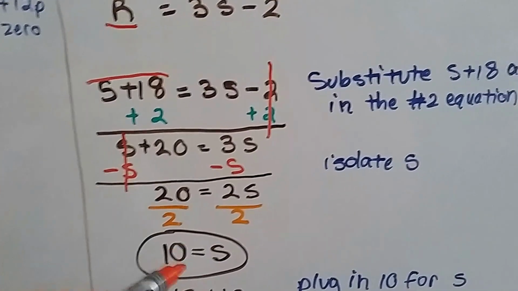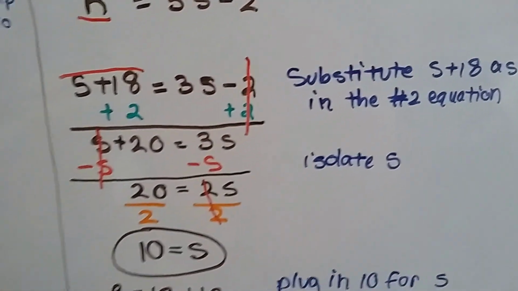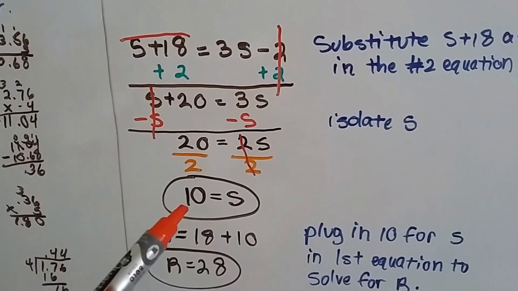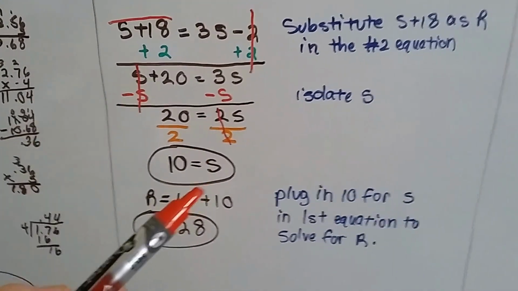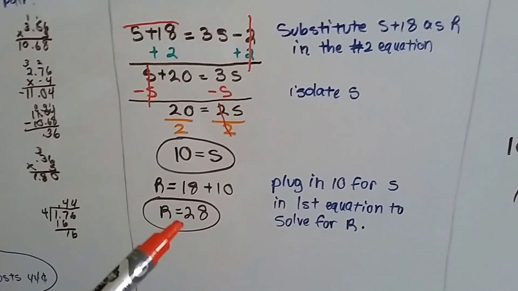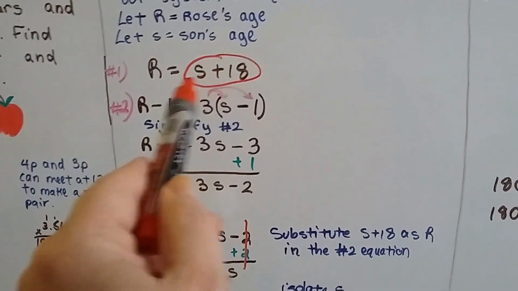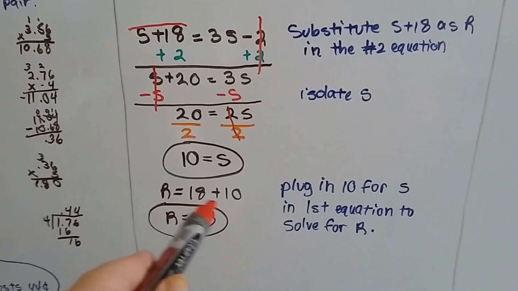This becomes 1S because our buddy, the invisible one, that identity property. And we know that S is equal to 10. So we know her son's age is 10 now. Now what we have to do is plug this in to the first equation. R equals 18 plus 10. Instead of 18 plus S, or S plus 18, we just put 10 in the place of S.